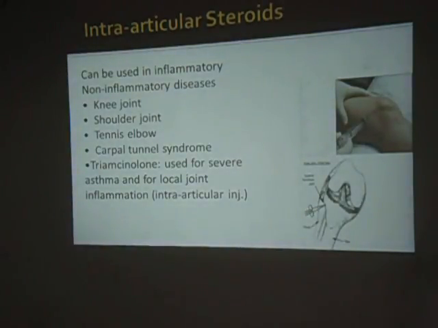So now we have replaced these NSAIDs with tramadol and paracetamol, considering osteoarthritis as wear and tear of the joints without inflammation. There is less inflammation, purely considering, but after long-term use of these NSAIDs, we may get hypertension and all. So now they are trying to replace these NSAIDs with tramadol and paracetamol, thinking that it is a non-inflammatory process. So for the knee joint, shoulder joint, tennis elbow, all these conditions we can use this.